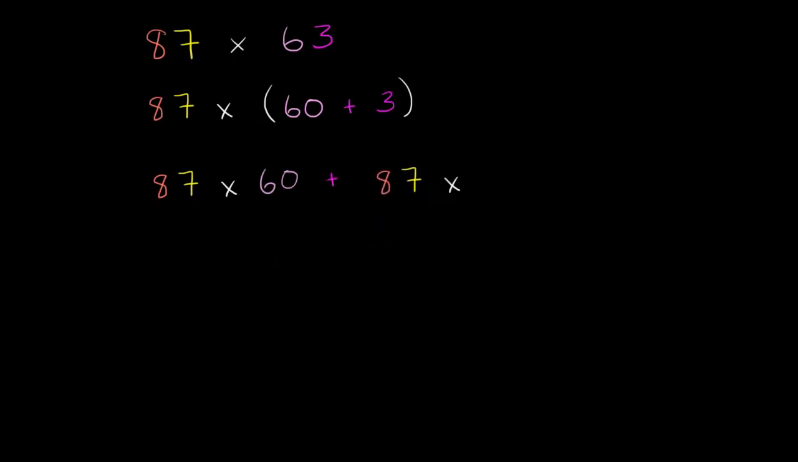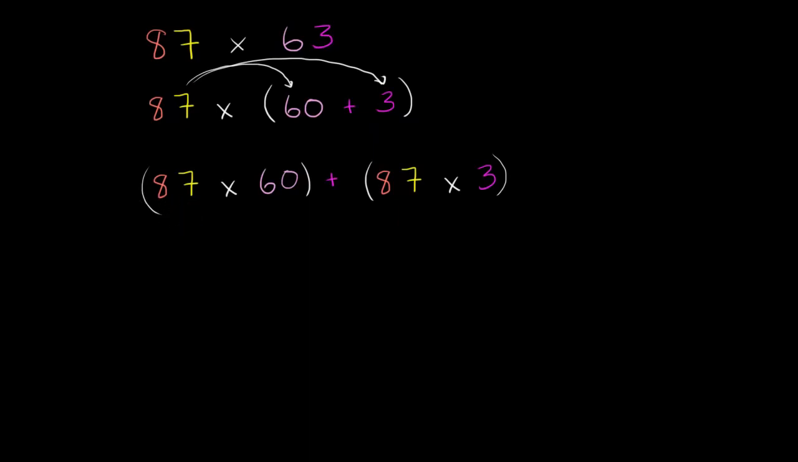You could say that we've just distributed the 87. We're multiplying 87 times 60 plus 3. That's 87 times 60 plus 87 times 3. I could put parentheses here to make it a little bit clearer. Fair enough. But then how do you calculate what this is? Well, now we can rewrite 87 as 80 plus 7.